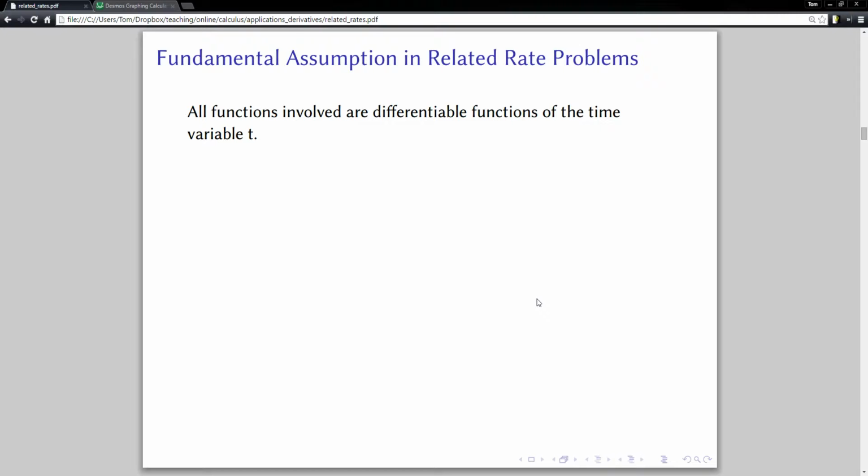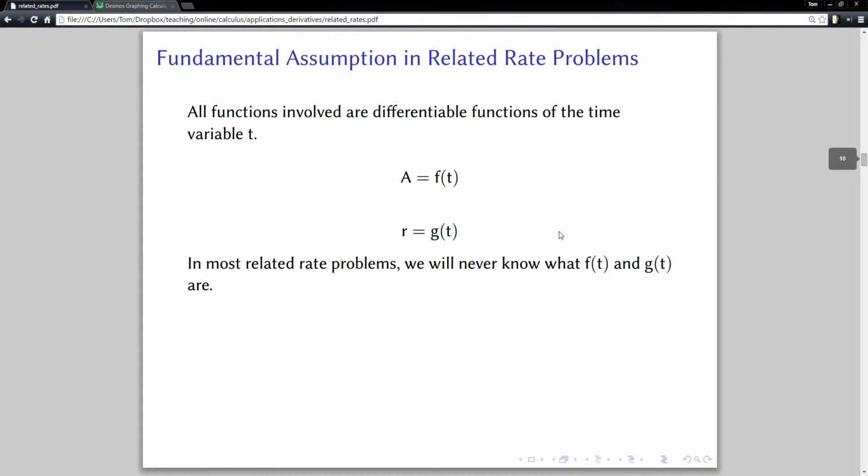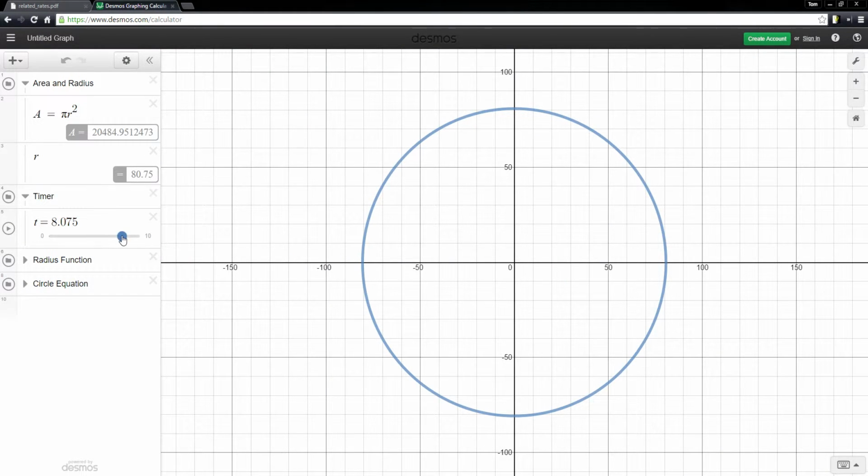The fundamental assumption that you need to make in all of these related rate problems is that all of the functions involved are differentiable functions of the time variable. These quantities, the area and the radius, are changing over time. So the area will be some function of time, and the radius will also be some function of time. The thing is that in most of these related rate problems, we'll never know what f of t and g of t are. Let's go back to the example that we had right here.